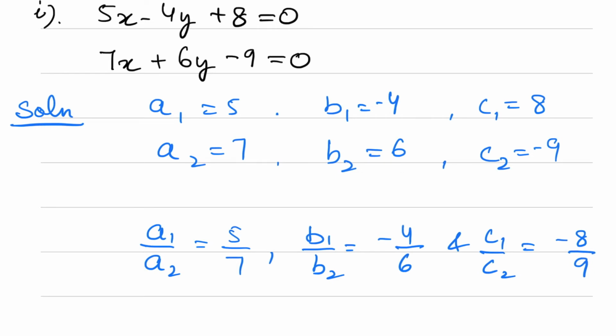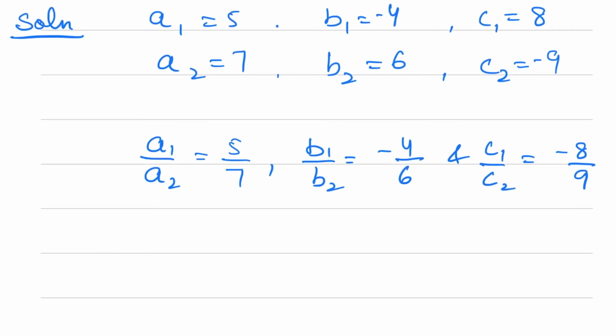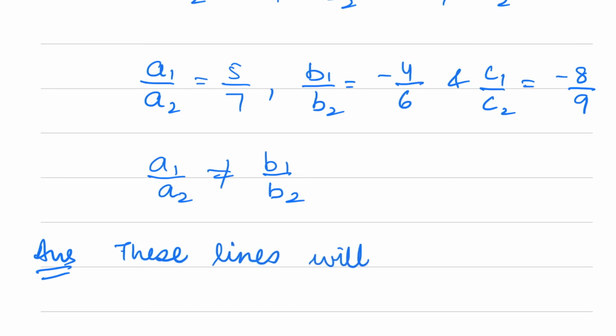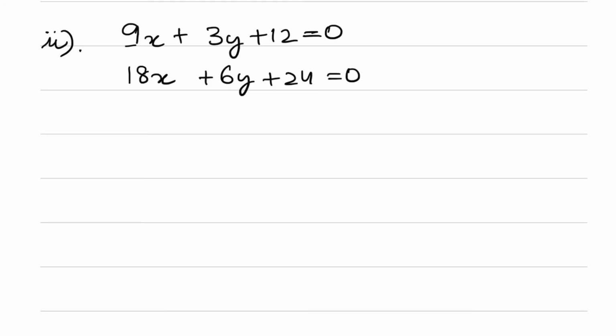Okay, so now I can see that none of the ratios are equal. So I can say a1 by a2 is not equal to b1 by b2. These would be the intersecting lines, right? So I can write down that these lines will intersect at a point. Let's move to the second pair of equations.